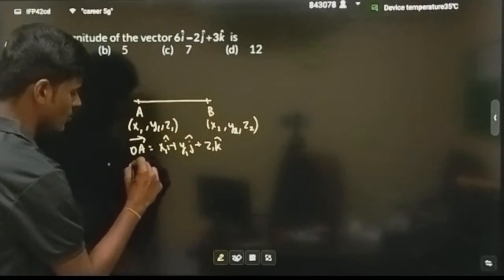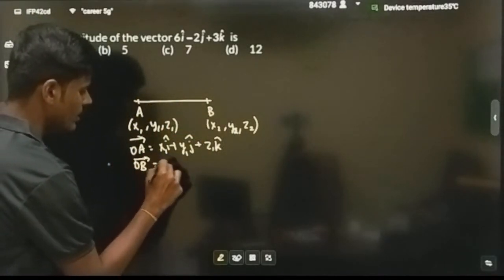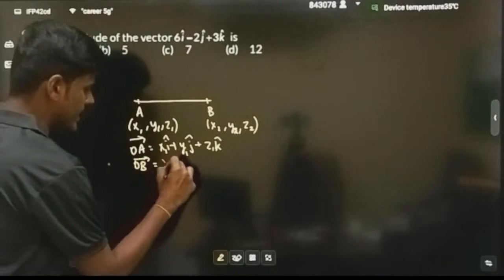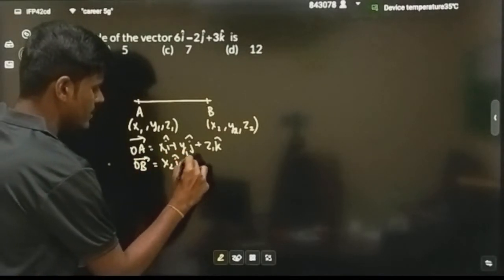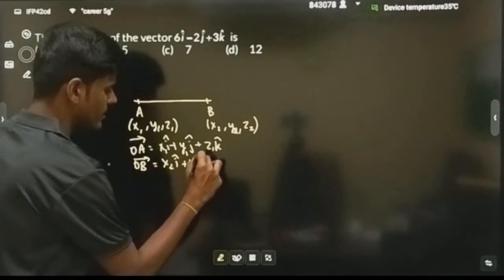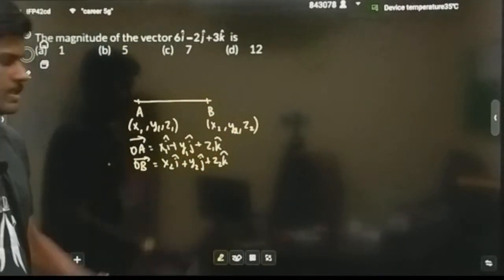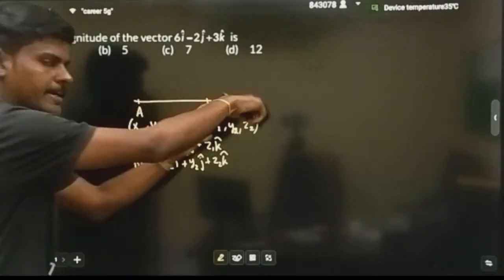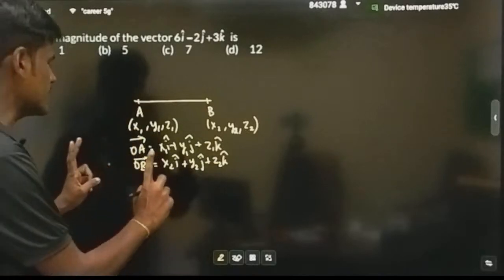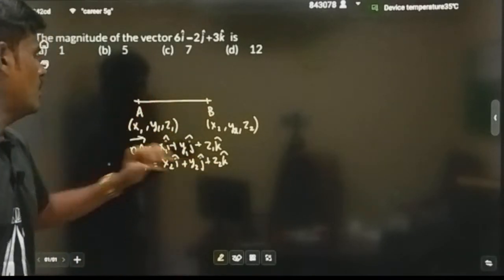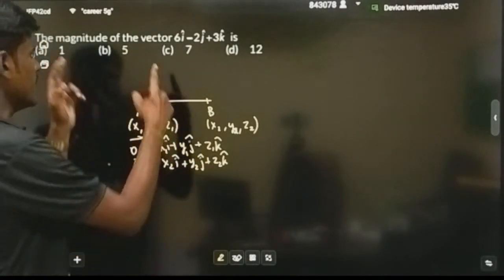Similarly, here OB is given by x2 i cap plus y2 j cap plus z2 k cap. This is the meaning of it when we write in point form. Okay, is that clear, students? Yes? Okay.